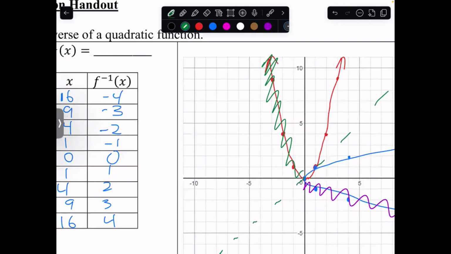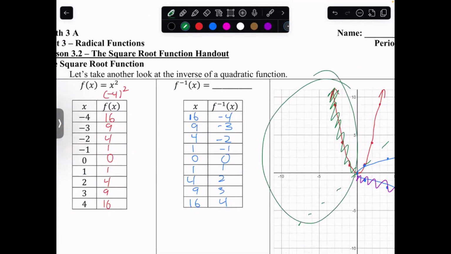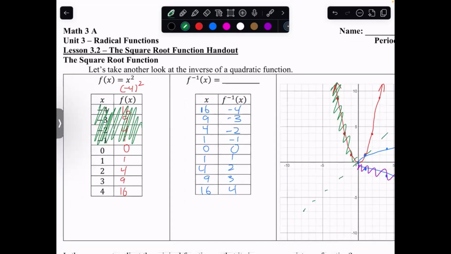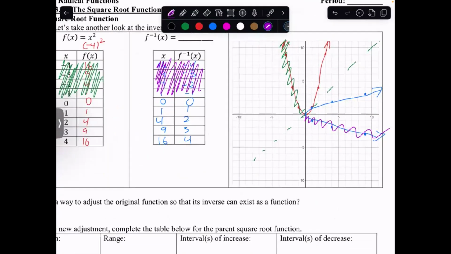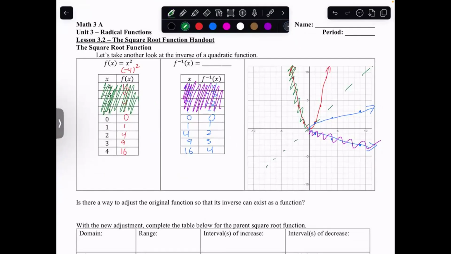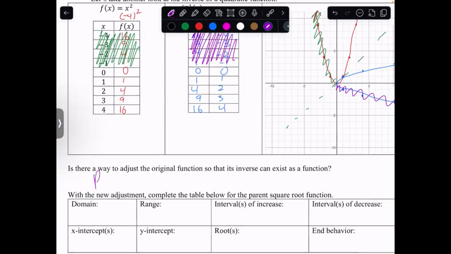That means that we want to get rid of all the x values that were negative. By getting rid of these x values on the original function, the values here no longer exist, and what's left over is a function. So what we can write down below, how do we adjust the original function? We say we restrict the domain to non-negative numbers.